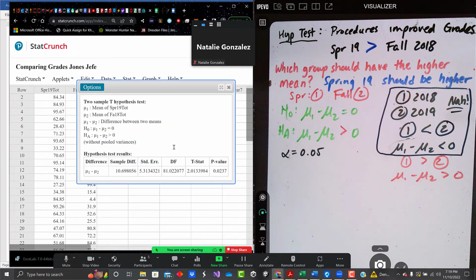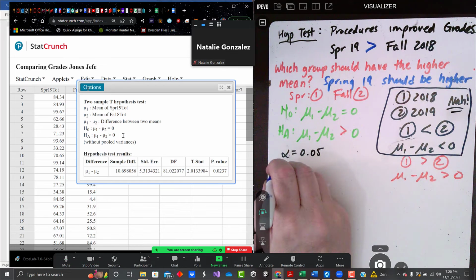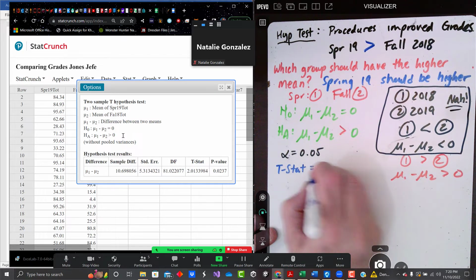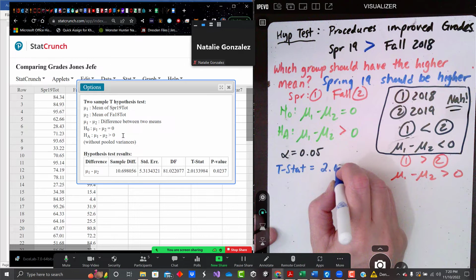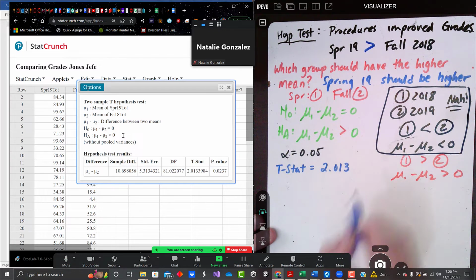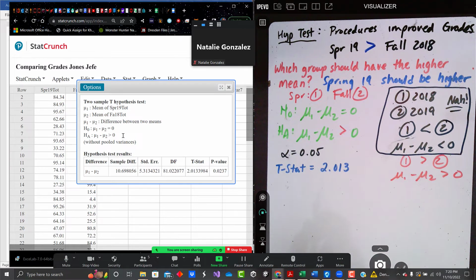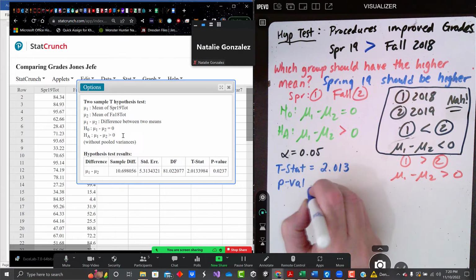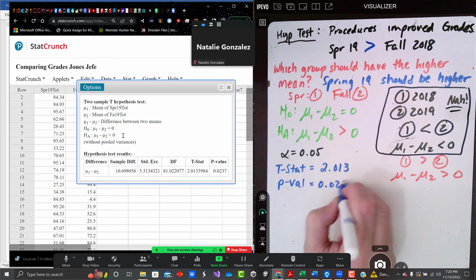And I'll just confirm it. Mean of spring is group 1. Nailed it. Fall of 18 is group 2. Nailed it. And I got the right HA. So my test statistic, t-stat, is 2.013. And my p-value is 0.0237.